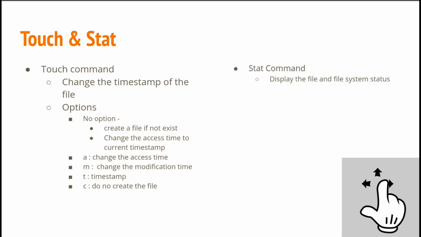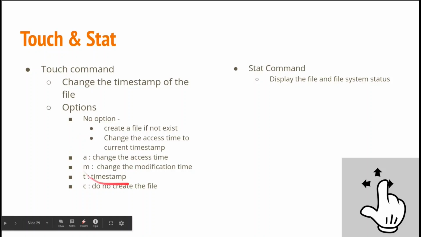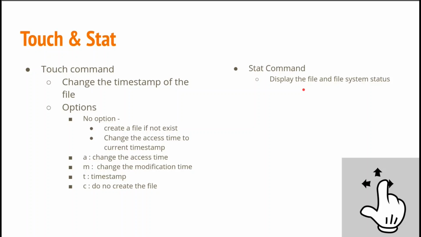In this slide, I will talk about two commands, that is touch and stat. The touch command is actually used to change the timestamp of the file. We will see all these options, and we'll also use the stat command to display the file and the file system status. So let's check.